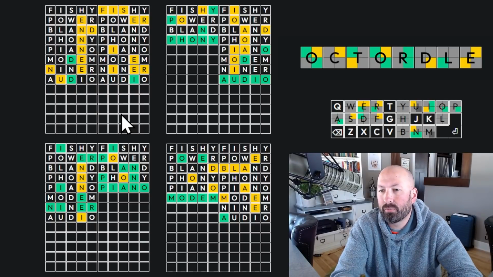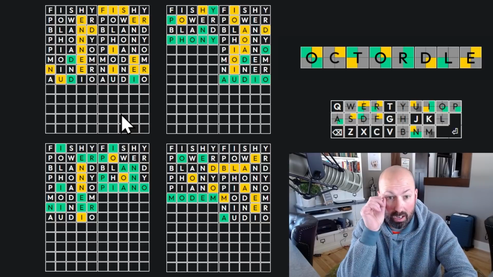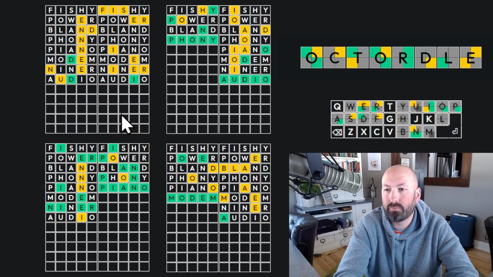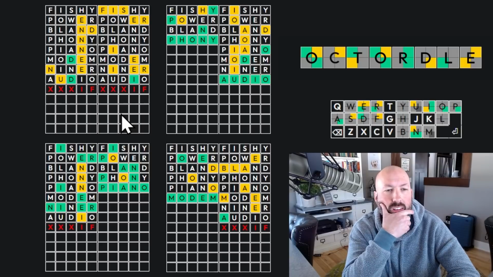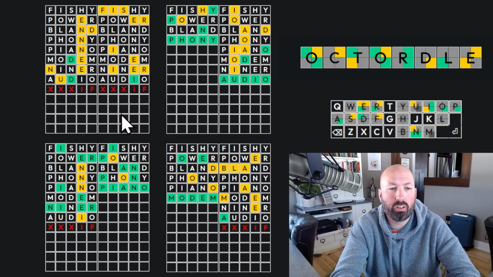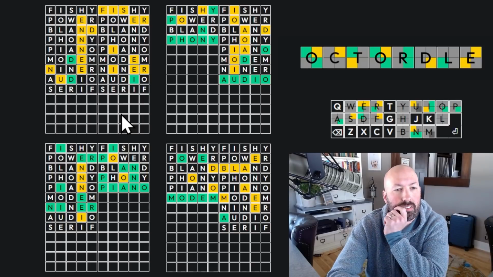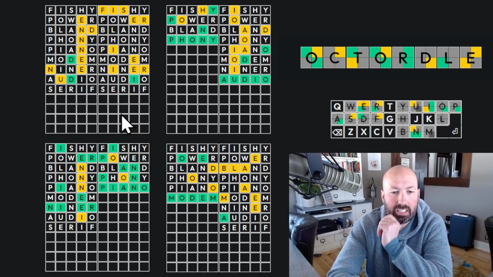Okay, so R, E, F, and S. I mean, it could end in I-E, but then you'd have RFS at the beginning, which isn't gonna work. So it can't be IE. It can't be IR, so that'd be IF or IS. If we do that, then the beginning is, oh, serif. Serif seems likely. I like serif there.